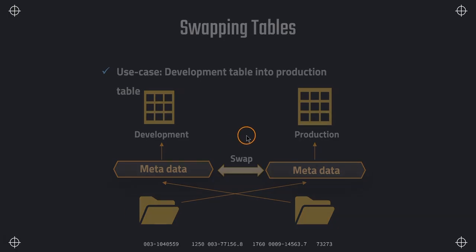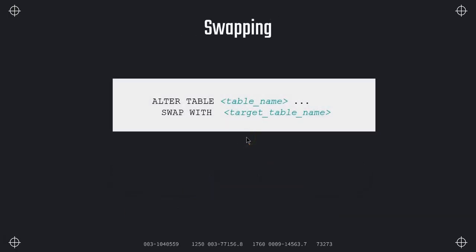Also, this just requires one simple command. So it is, of course, technically just one command, and for us users it is also just one single command to swap those two tables. This can be very useful, especially when we have this use case of bringing a development table into production. To be able to do this, we can just use this simple command. We alter the table and then we use the keyword swap with. Like this, we are just swapping the original table with a given target table. And just like this, those two tables will be swapped.